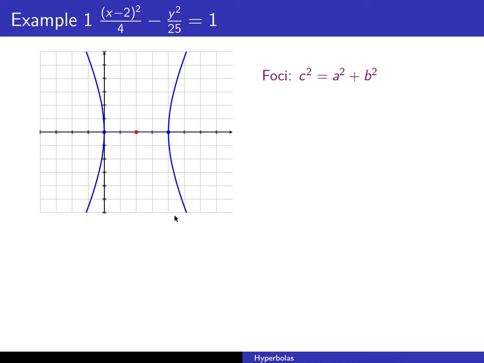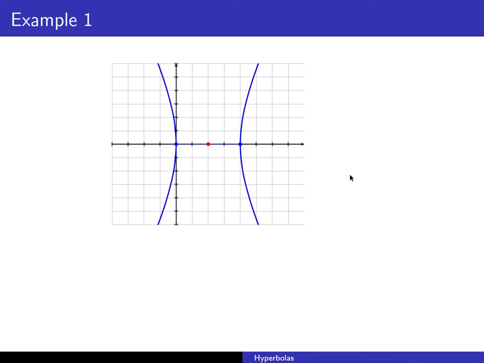Now for the foci, it's c squared equals a squared plus b squared. And we have a squared has a value of 4, b squared has a value of 25. So c squared equals 29, and if we take the square root of both sides, we get c equals plus or minus the square root of 29, so about 5.5 or so. So in order to plot those points, we'll count about 5.5 units to the left and right of our center. And as far as exact coordinates go, it's 2 plus or minus the square root of 29, comma 0.